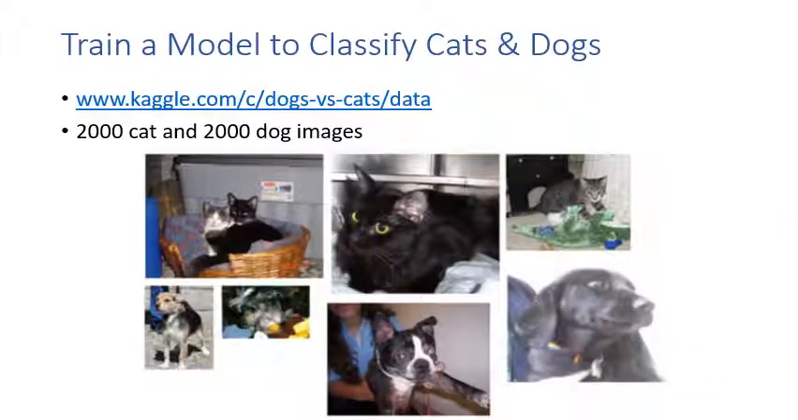Now let's see another example from our textbook. We will train a model to classify cats and dogs. So it's a binary classification. The dataset is downloaded from Kaggle, which is the dogs versus cats competition. We select 2000 cat and 2000 dog images. Here are some examples from the dataset. We'll build a convolutional neural network to classify the images.